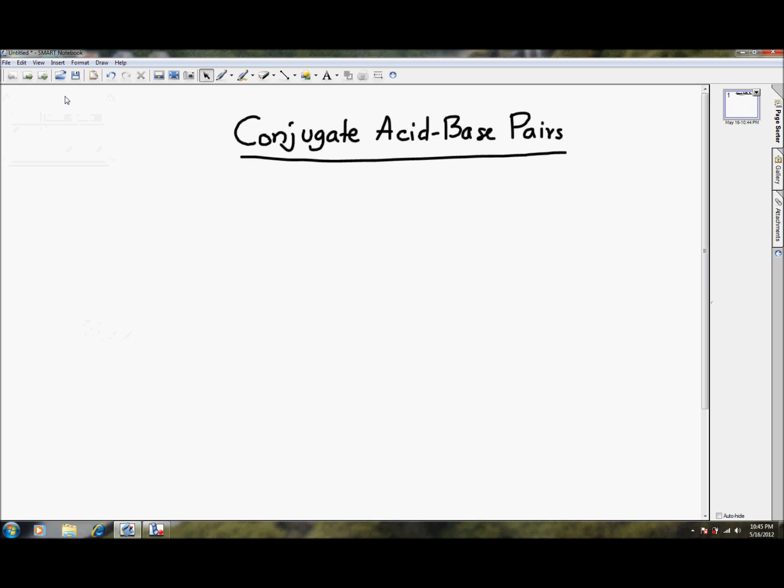The Bronsted-Lowry model of acids and bases states that acids are substances that are capable of donating a proton, and bases are substances that are capable of accepting protons. Now this means that there are substances that we would not normally think of as acids or bases that function under this particular model.